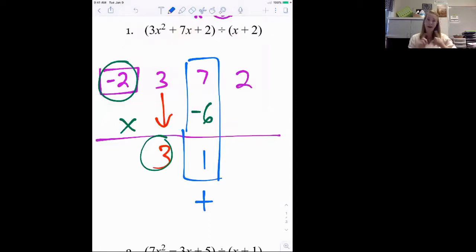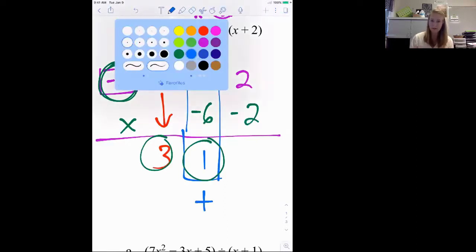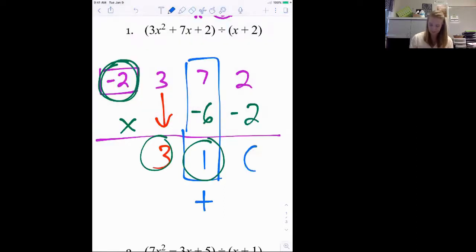Now you're just going to go back and forth, multiply, add, multiply, add, multiply, add, until you get to the end. So now I'm going to multiply negative 2 times positive 1. Negative 2 times positive 1 is negative 2. That goes here. And then I'm going to add. 2 plus negative 2 is 0.